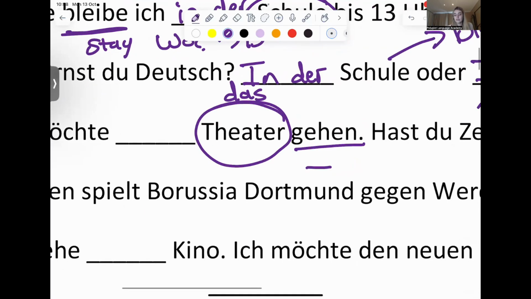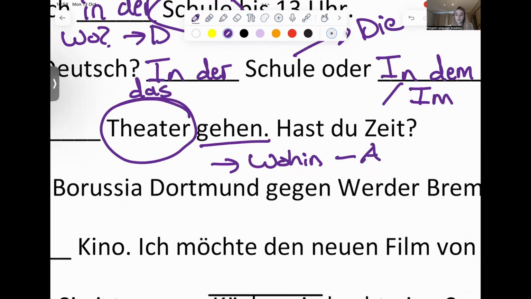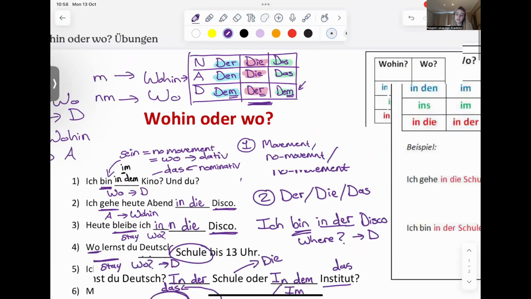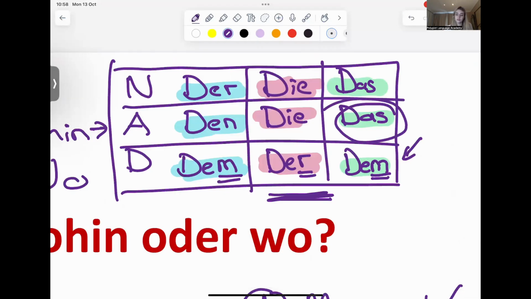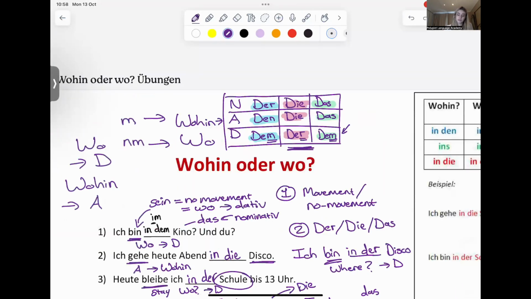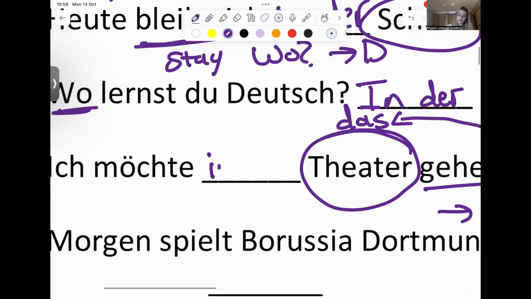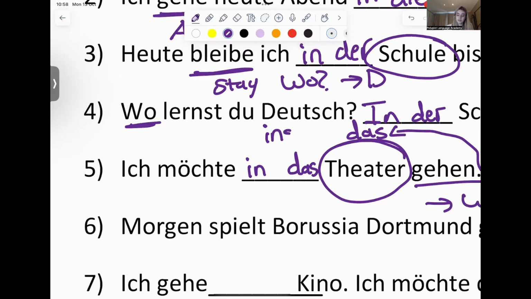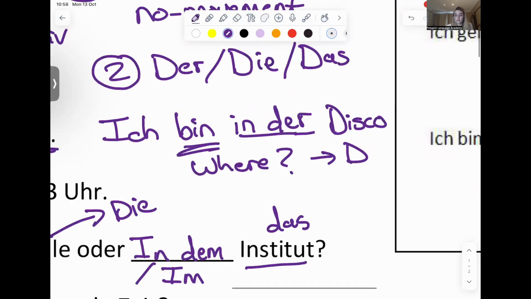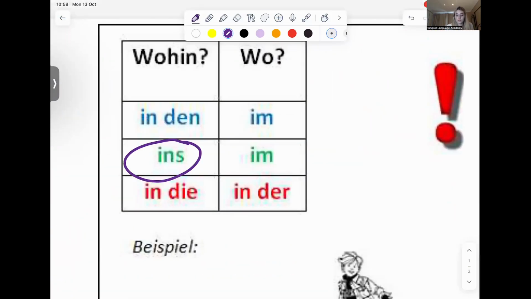Gehen, easy, wohin. It always means wohin, which means Akkusativ. So now we're gonna go check what is das in Akkusativ. Let's see, das ist das in Akkusativ. So, ich möchte in das Theater gehen. In das, you can also write ins, the same thing. It's better to actually write ins, but in das means the same thing. This is the table we have here, ins. So this one is Akkusativ, if you understand this one better. And this side is Dativ.